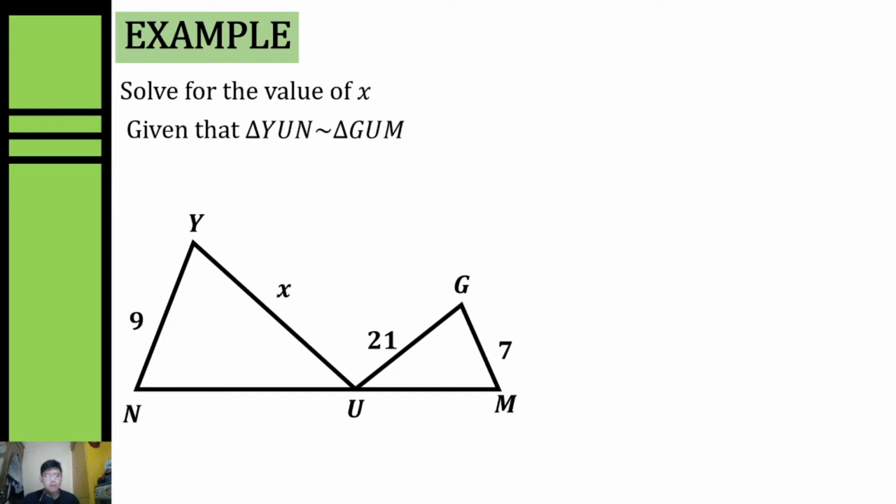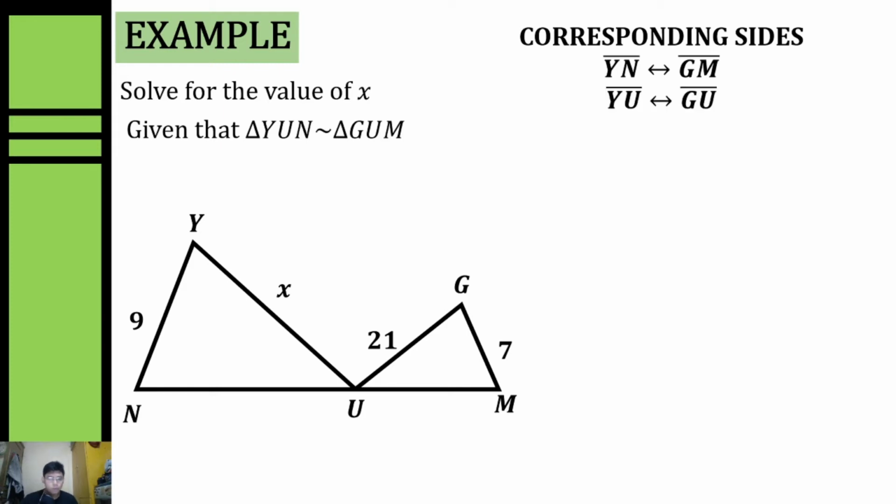Now let's have our given. Solve for the value of x given that triangle YUN is similar to triangle GUM. We're given these two triangles, YUN and GUM. Let's identify their corresponding sides. Knowing that they are similar, we must have pairings of corresponding sides. So side YN corresponds to side GM, YU corresponds to GU, and NU corresponds to UM.